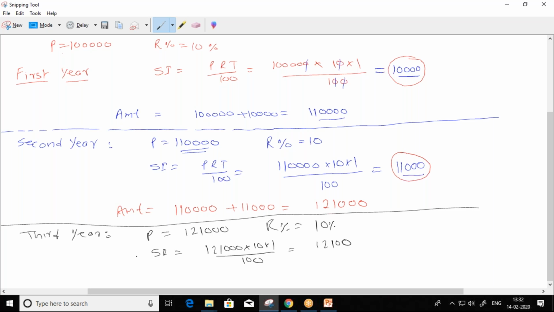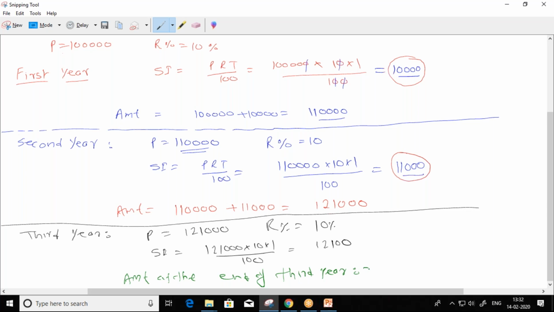So I'm just going to calculate compound interest at the end of 3 years, not more than that. So what is the amount at the end of the third year? Amount at the end of the third year.